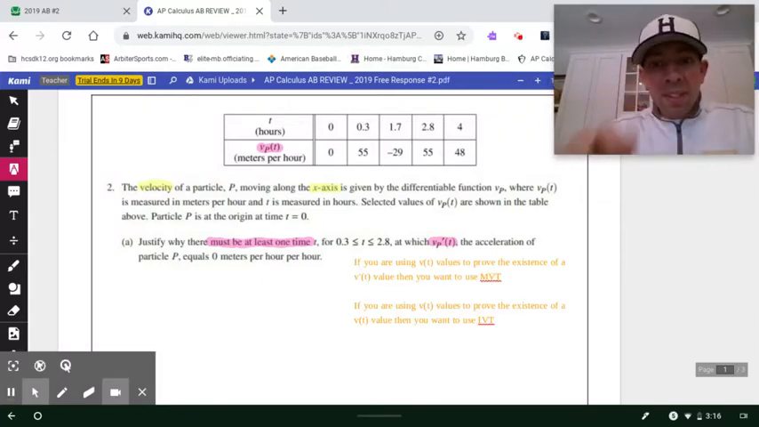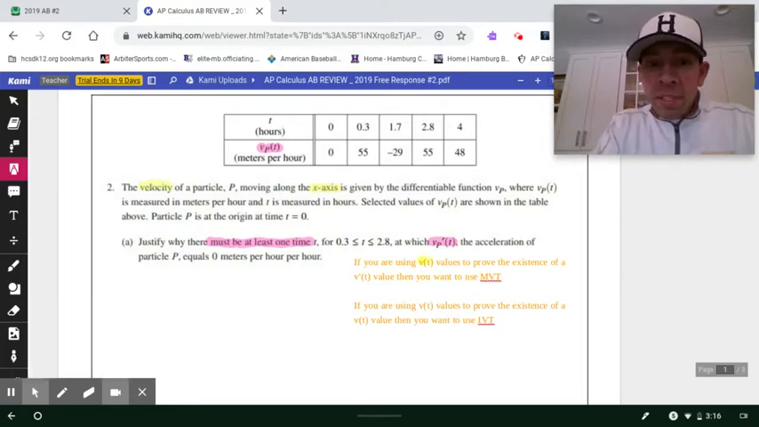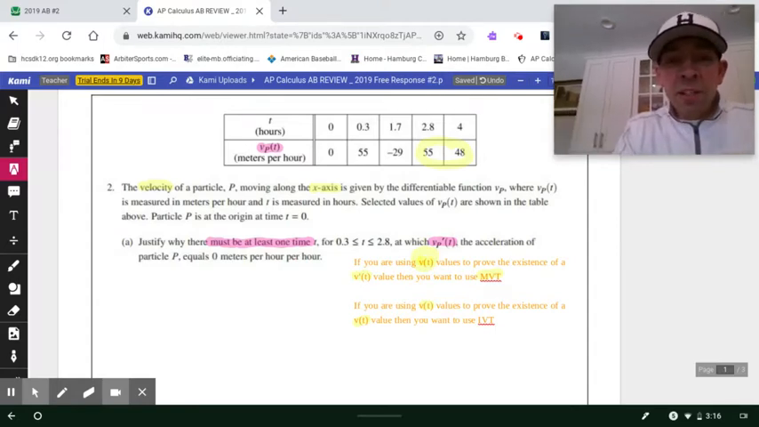So here's how I separate the theorems in my head. If I'm using v of t values to prove the existence of a v prime value, then it's Mean Value Theorem, because really what we're doing is we're analyzing the slope of v. But if you're just using v to prove the existence of another v value, then you're going to use Intermediate Value Theorem. So for instance, within this interval right here, you could prove that the velocity had to be 50 at some point, as it progresses from 55 to 48, but that's not the case. So we're going to go Mean Value Theorem.